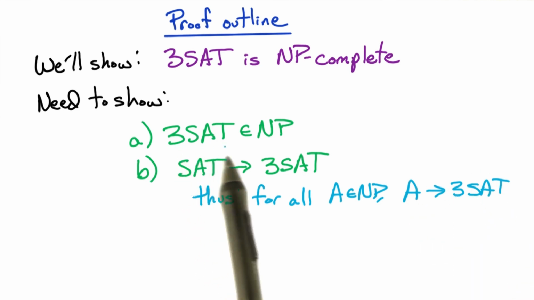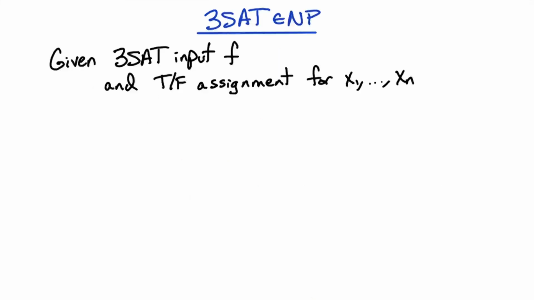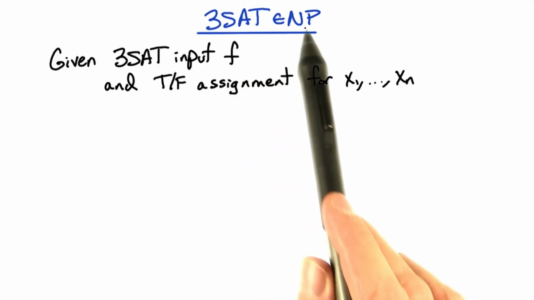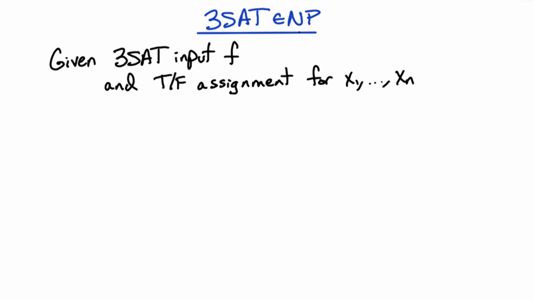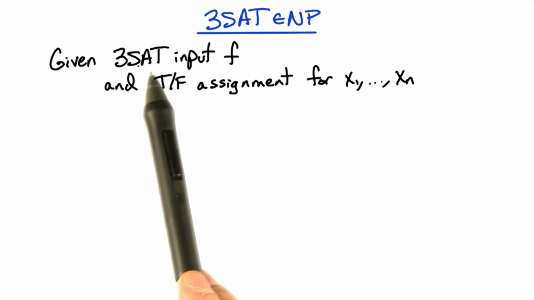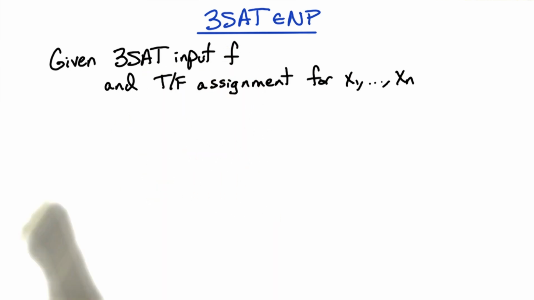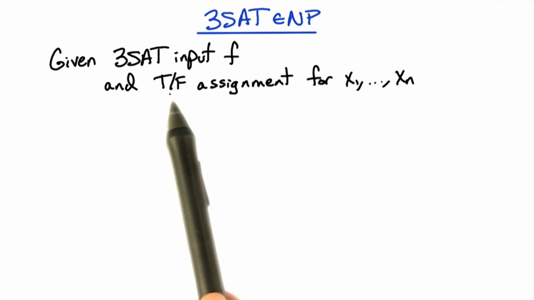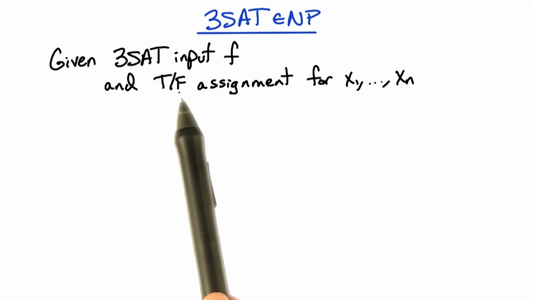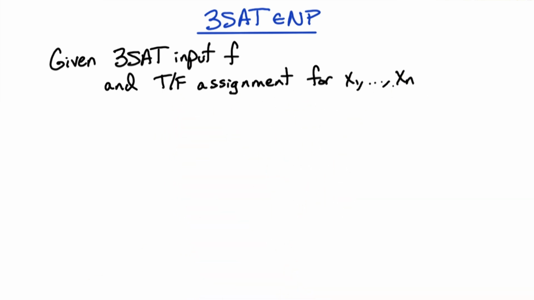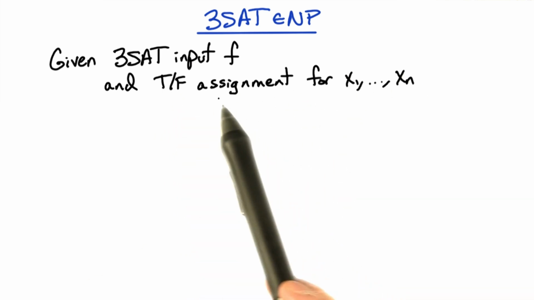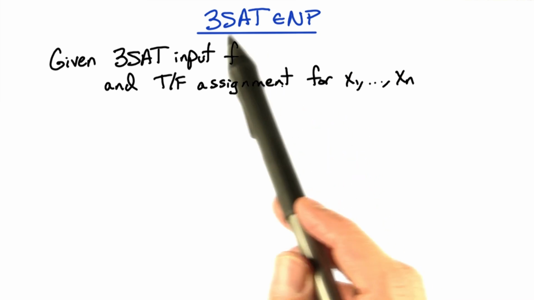Let's prove that 3-SAT is in the class NP. Now to prove that 3-SAT is in the class NP, we have to show that we can verify solutions efficiently. So let's take a particular input for the 3-SAT problem. So f is our input for the 3-SAT problem. And let's take a proposed solution. So this is a true-false assignment for the n variables. Now we need to check that this assignment is a satisfying assignment for this formula.